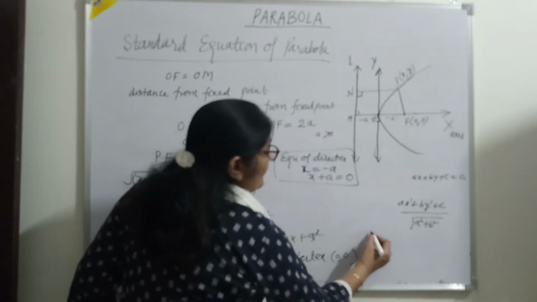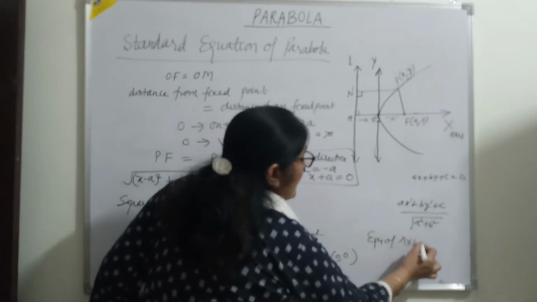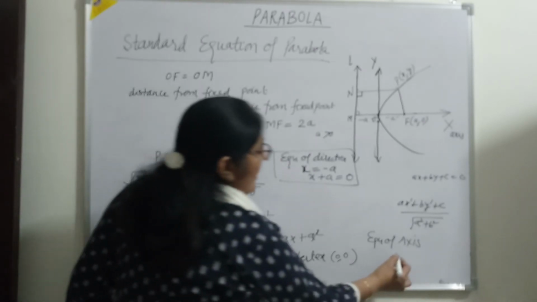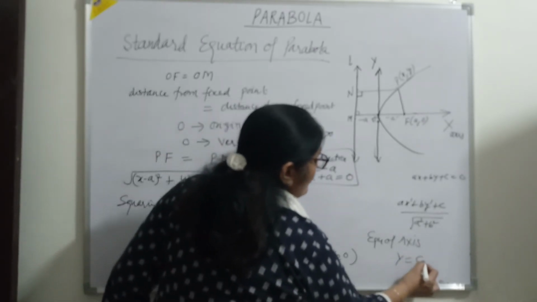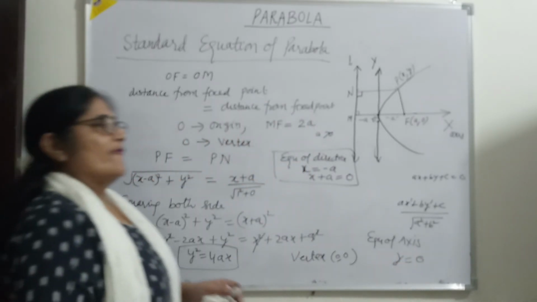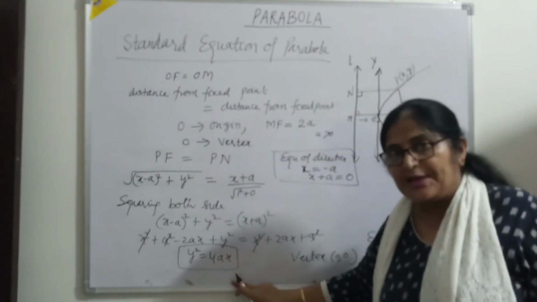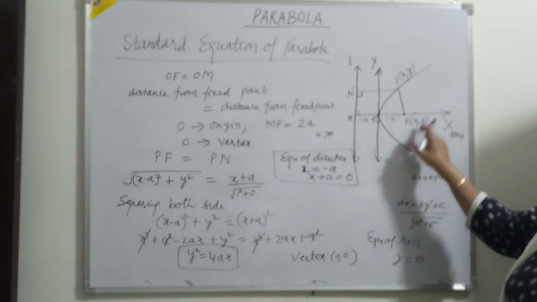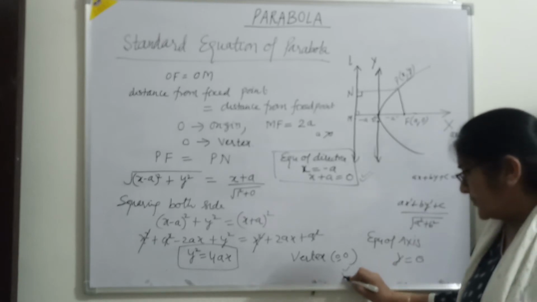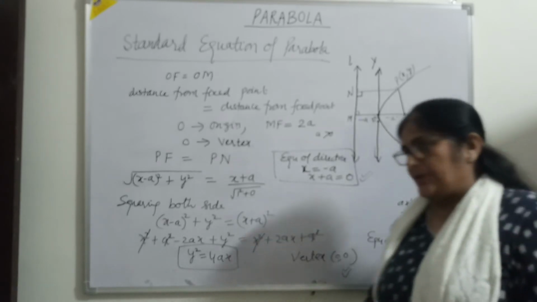Now the equation of the axis. The axis is along the x-axis, so what is the equation of the x-axis? It is y = 0. The terms are: the focus of the parabola y² = 4ax is (a, 0), the equation of the directrix is x + a = 0, the vertex is at the origin, and the equation of the axis is y = 0.